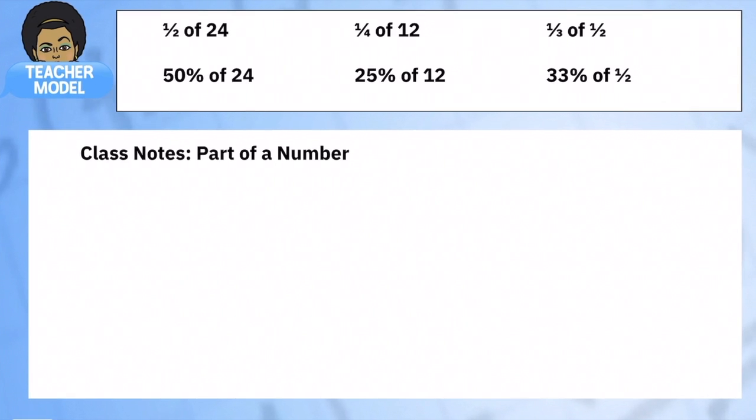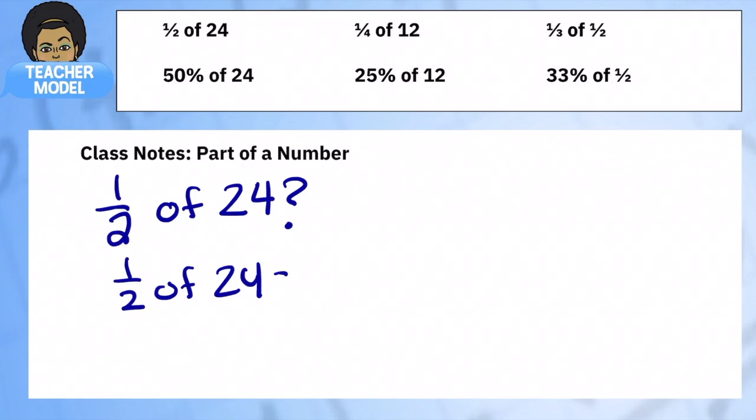So for example, if I asked you, what is 1/2 of 24? This is something you should be able to do in your mind: 12. We know that 1/2 of 24 is equal to 12. So I'm going to try expressing this as a sentence for a second. If I had 1/2 and I had 24, how in the world could I get 12? What operation could we use to turn this into math?